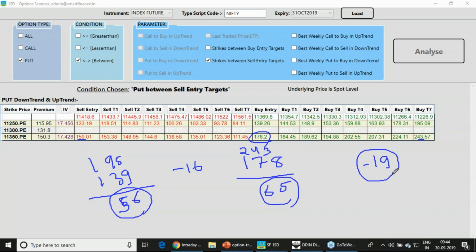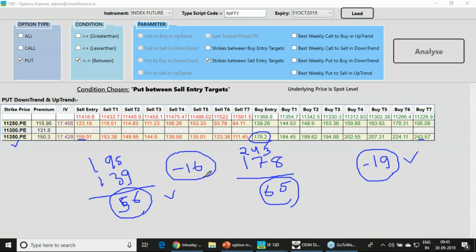Instead of buying a simple option, I have taken just 2 strikes, 11,350 and 11,250. I analyzed: if I am achieving the last target as per this calculation, the 350 strike has a chance to give me 65 rupees reward, with a risk of 19 rupees if the stop loss hits. The other one has 56 rupees of reward and 16 rupees of liability.